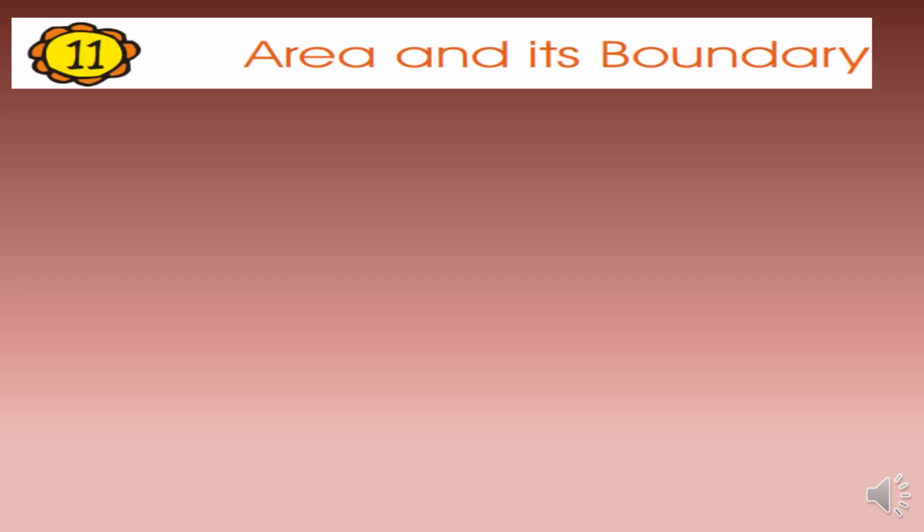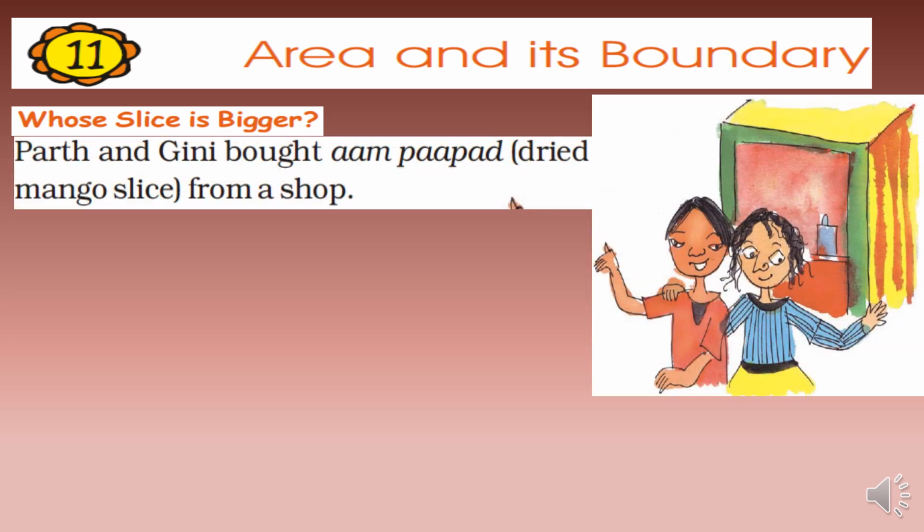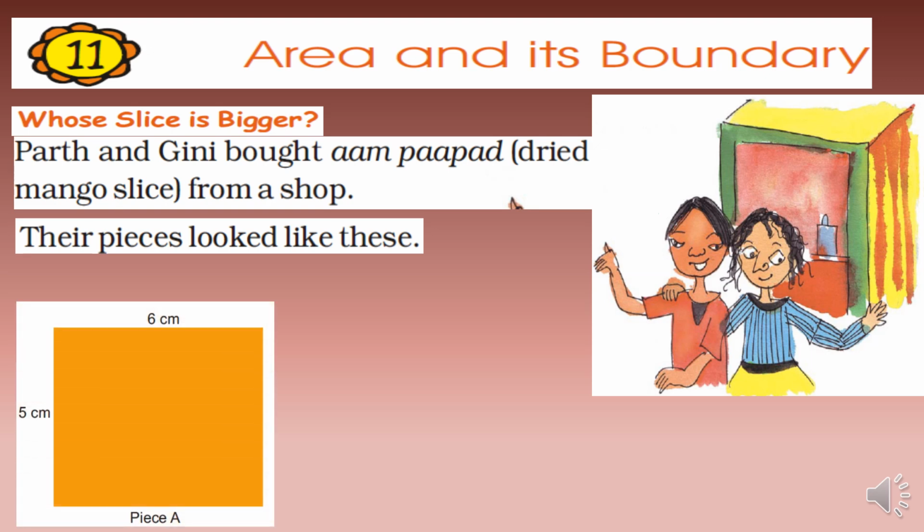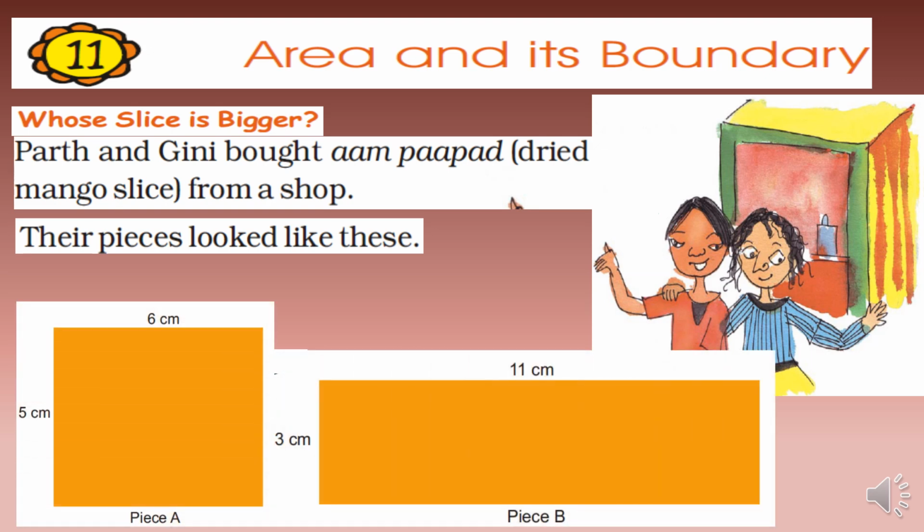Today we will start with chapter number 11, area and its boundary. Whose slice is bigger? Parth and Ginny bought aam papad, dried mango slice, from a shop. Their pieces look like this. See, piece A for Parth and piece B for Ginny.